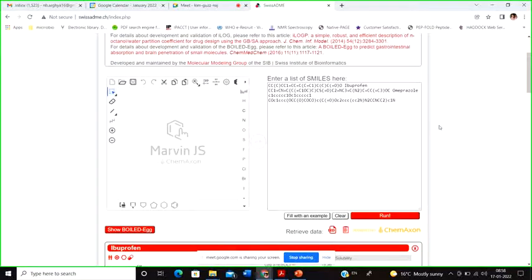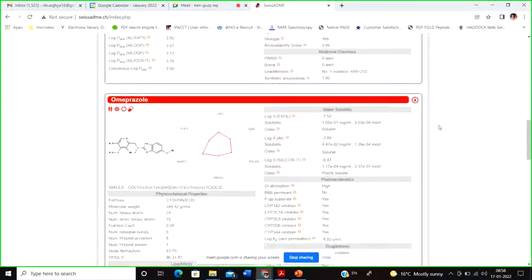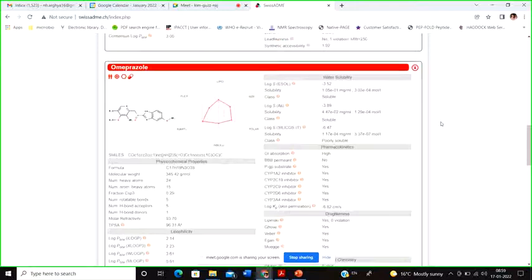Clear, sir. So this is the server that allows you to see the entire pharmacokinetic parameters, and for the molecule you designed, whether it is a very good molecule.